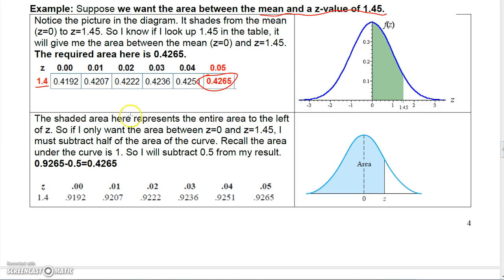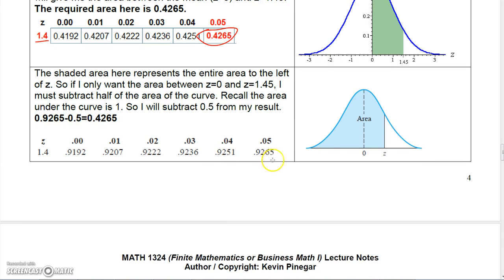But if I look up the same value, 1.45, in a table like this, it's going to give me 0.9265, which is fine if I want the whole area. But if I just want this area here, from here over to here, then I'm going to have to know to subtract 0.5 from it. I've got to take this left side away from it so that it'll give me the same number it gave me up here, 0.4265. This will make more sense in the next video when I show you some examples of finding area under a curve using these z-scores.